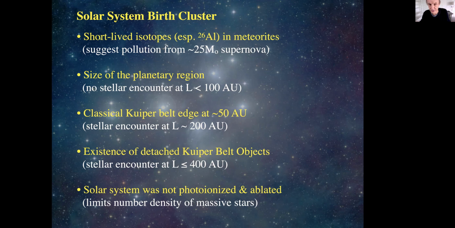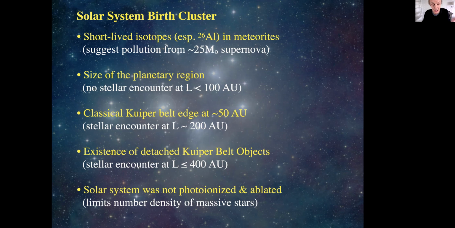On the other hand, we know from the size and the stability of the planetary region that probably no star has been closer to us than 100 AU. So that sets a constraint on the density of stars and the amount of time for which the sun has been in this cluster. We know that there's this edge to the classical Kuiper belt. Now, I personally think it's got much more to do with the 2-to-1 resonance than with any passing star. But if you had a stellar encounter at 200 AU, then you could conceivably truncate that disk at 50 AU. So that may or may not be a constraint on the stellar density near the sun and the planets when the whole thing formed.